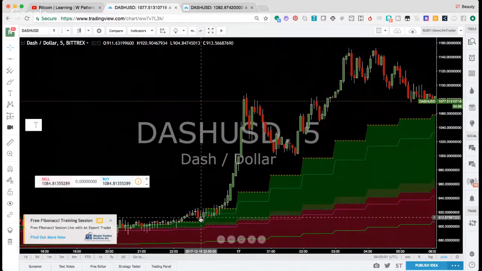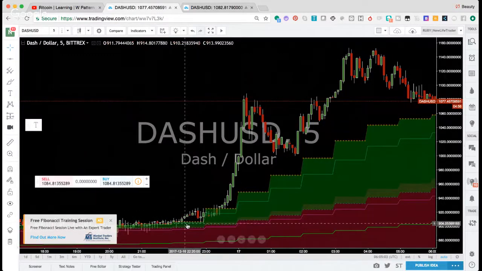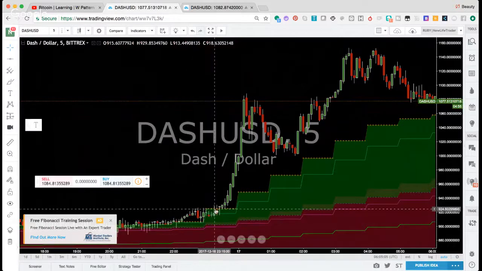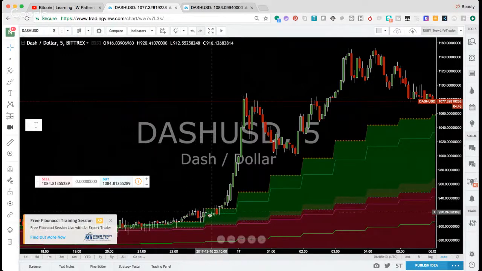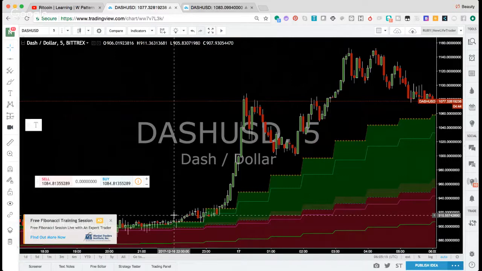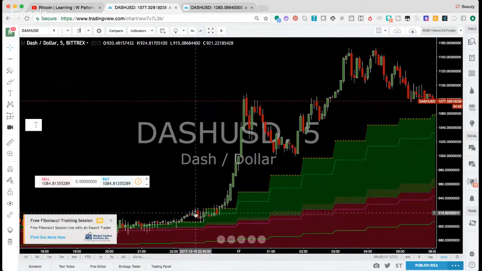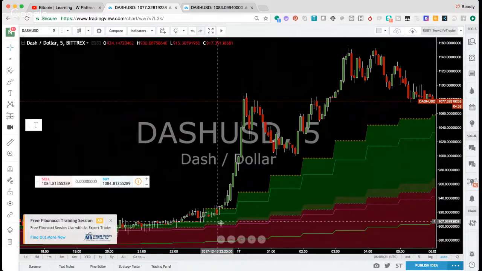and we need for the 8, which is those yellow dots, to stay supporting the close. Now this is only a 5-minute chart, so we wouldn't be just taking the cross just for the hell of it. We would really need for Dash to prove to us that it's going to move forward.